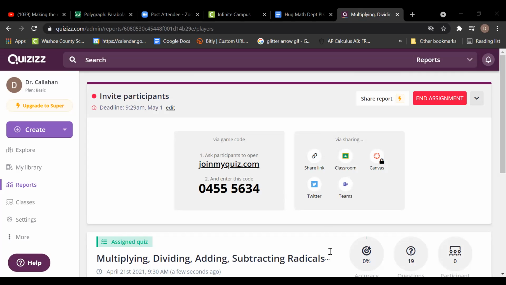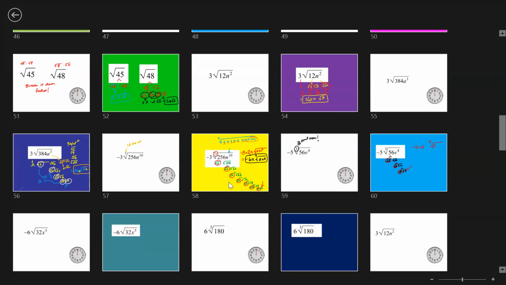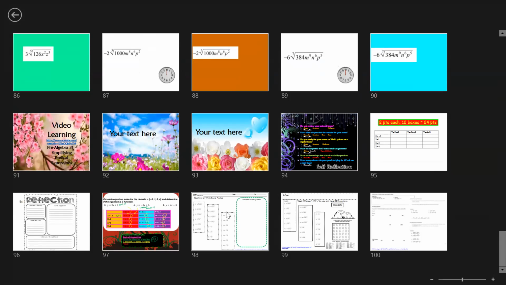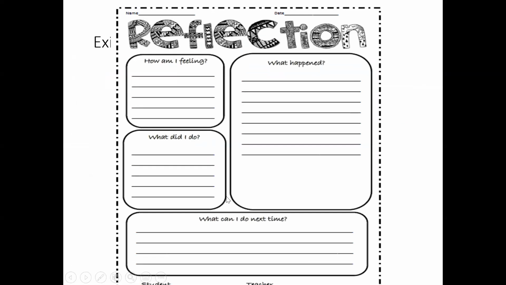All right, if you're done with that, then your exit ticket for today is as follows. It's a reflection, and it gives you 4 questions like, how are you feeling? What happened? What did you do? And what can you do next time? So you can write this somewhere on your guided notes.